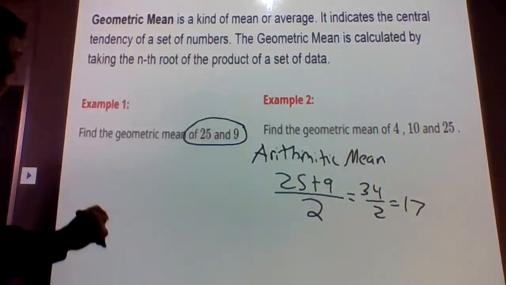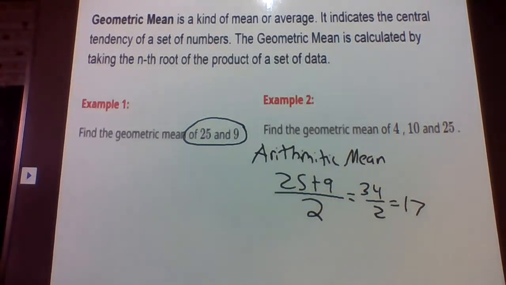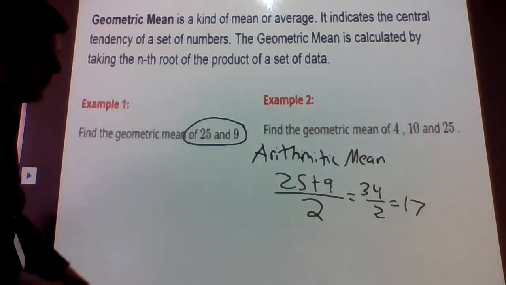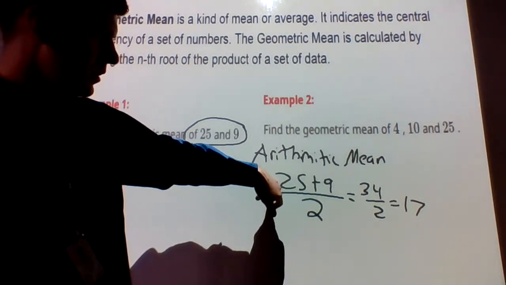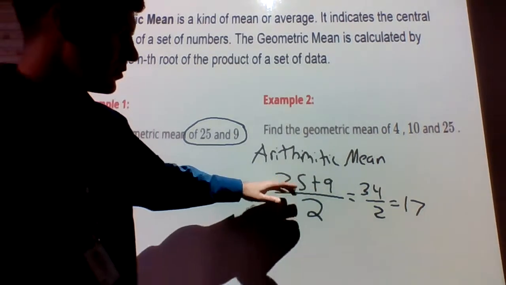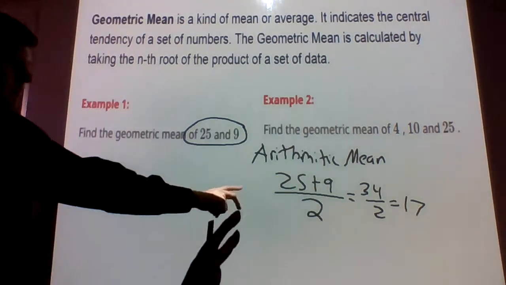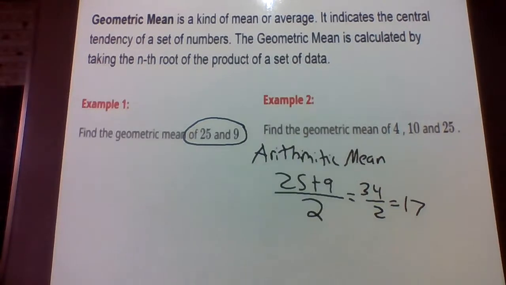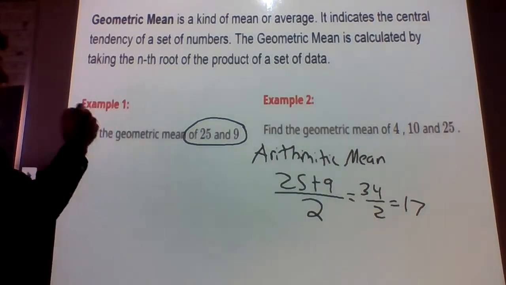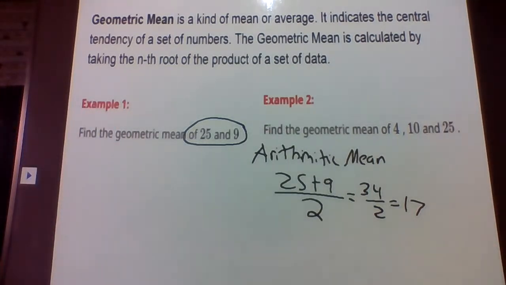So if you strung out a number line, and wanted to find the average here, you would get 17 because they would both be 8 units away from 17. Geometric mean, though, okay, it's really more got to do with proportions. Okay, so let's find the geometric mean, then we can talk about it.